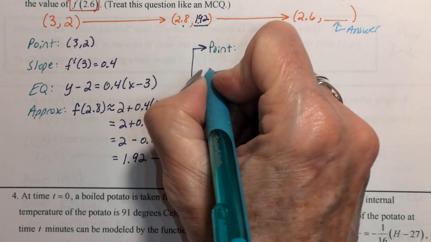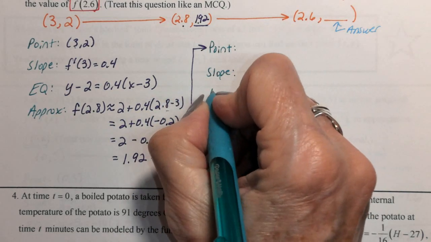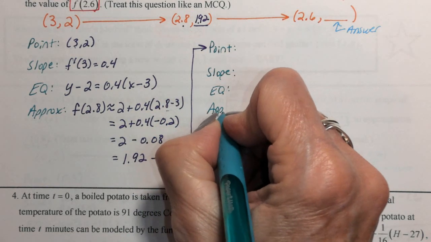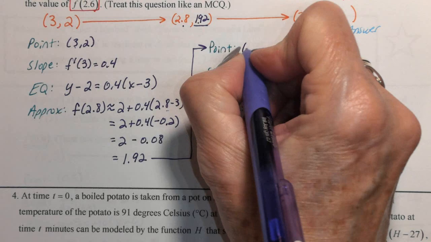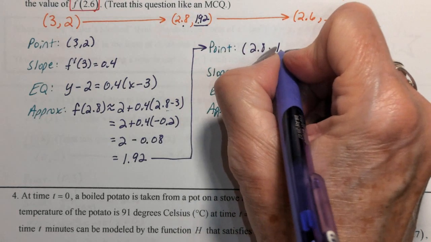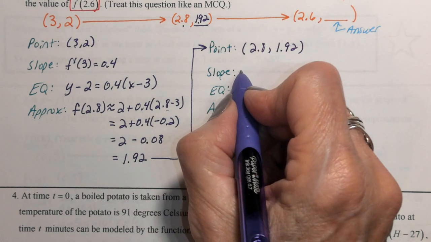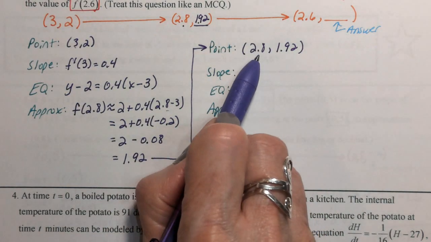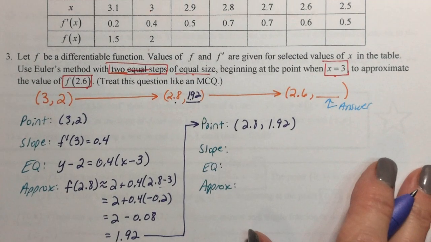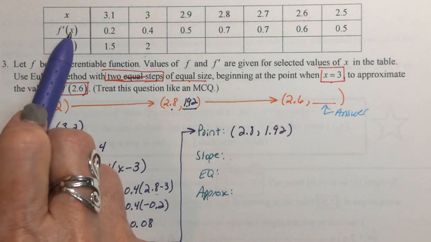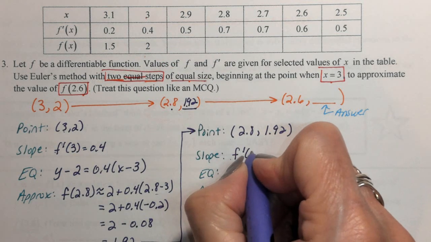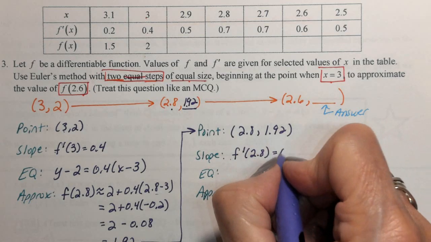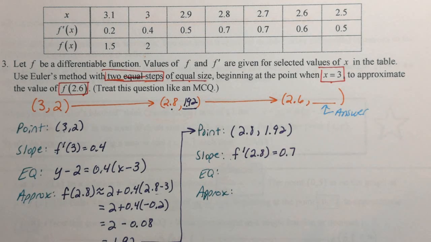So point and slope, and then EQ. Lastly, the approximation. Every Euler's method problem. The point is (2.8, 1.92). The slope is y prime at 2.8. Sorry, off the screen. The slope is y prime at 2.8. So the slope is f prime at 2.8. That's going to be the 0.7. So there's a lot of information in that table that we don't use.